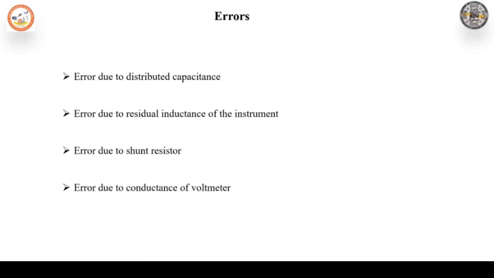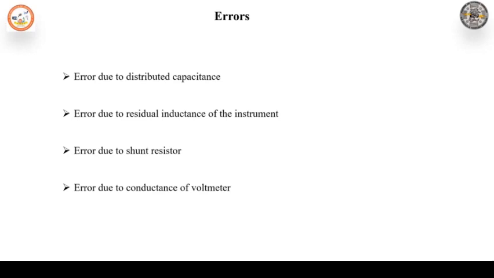Let us have a detailed discussion about the various errors occurring in measurements. The first one is error due to distributed capacitance. The distributed capacitance or self-capacitance of the measuring circuit introduces error in the measurement and is the most important source of error. This source of error affects the actual value of Q and the inductance of the coil.